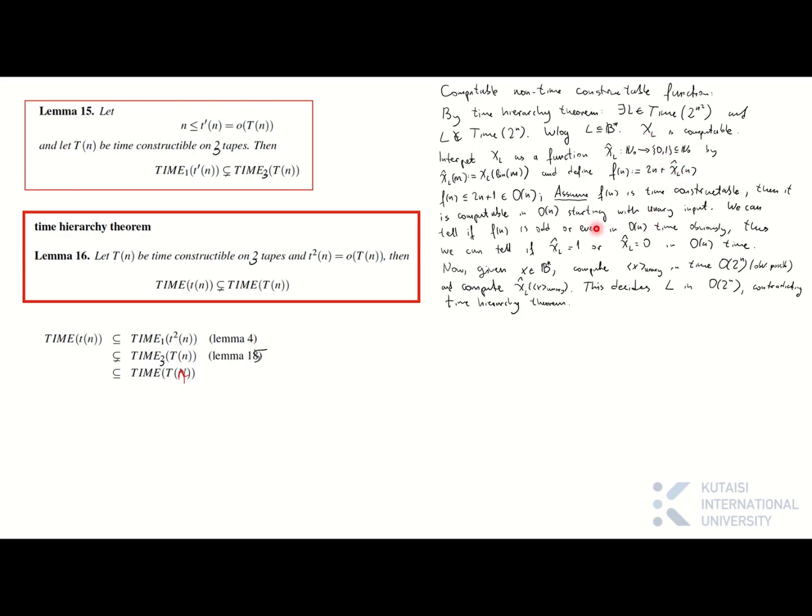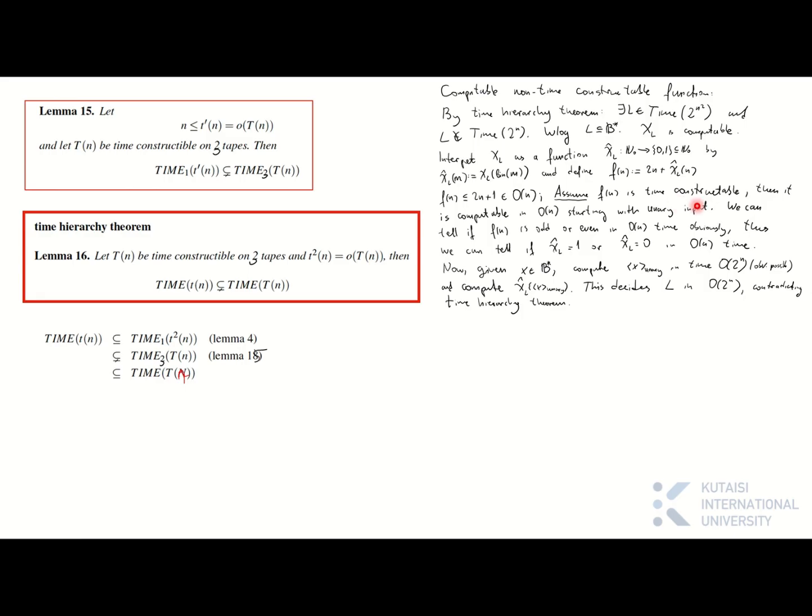So first claim, this function is always less than 2n plus 1, because chi-L can only be 0 or 1, so it's always at least 2n and less than 2n plus 1. So this function is O(n). Even though it's really hard to tell whether this thing is 0 or 1, since that actually decides L, it's always less than 2n plus 1 because it's at most 1. So this function is O(n).